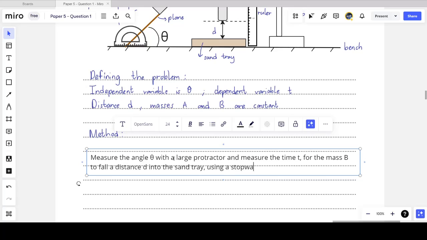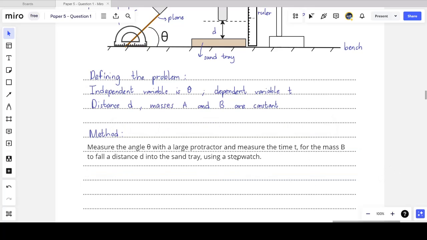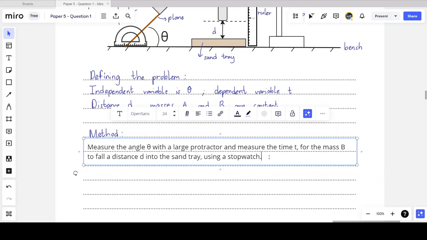Now, you don't need to use a stopwatch. You could use a light gate and a timer attached to the light gate, or you could use a video and play it back frame by frame, slow motion, to measure the time. But a stopwatch is fine. There's nothing wrong with the stopwatch. Yes, there is uncertainty in a stopwatch, but again, you walk into a lab and don't necessarily have a light gate on you. So using a stopwatch to measure the time is fine, but we'll see later on that there's a way you can still use a stopwatch and reduce the uncertainty.